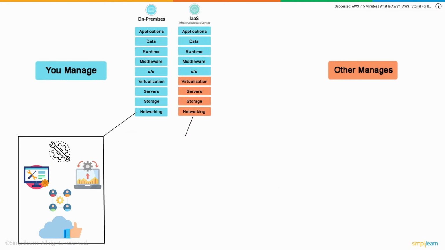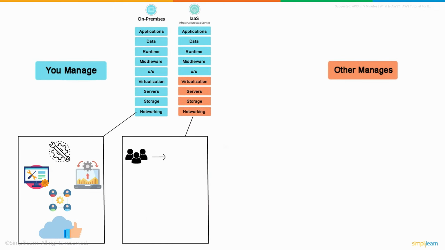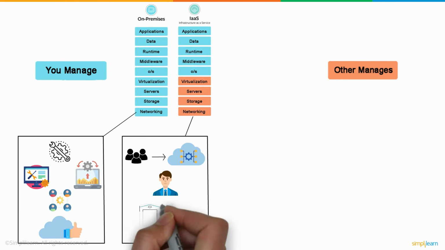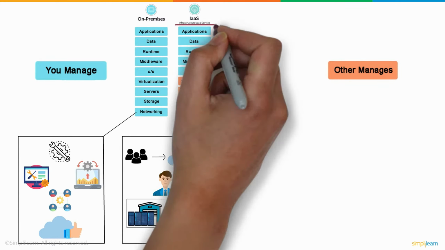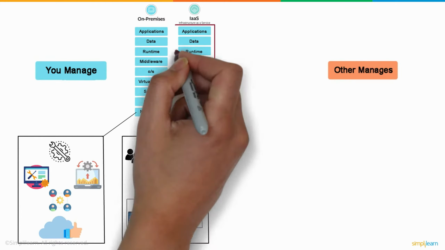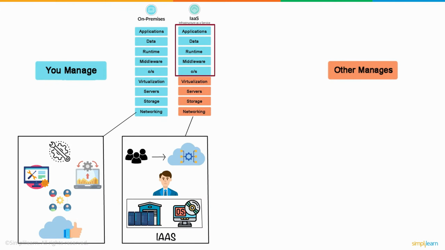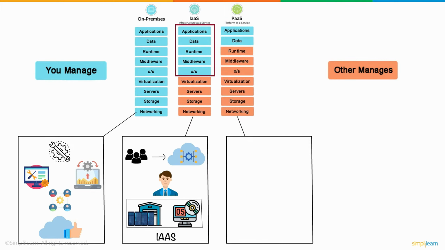IaaS refers to infrastructure as a service. It is a cloud service model where users get access to basic computing infrastructure. They are commonly used by IT administrators. If your organization requires resources like storage or virtual machines, IaaS is the model for you. You only have to manage the data, runtime, middleware, applications, and the OS, while the rest is handled by the cloud providers.